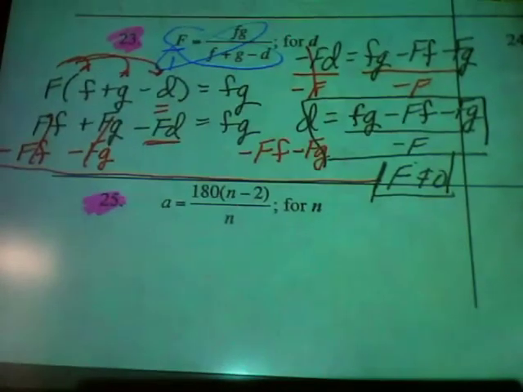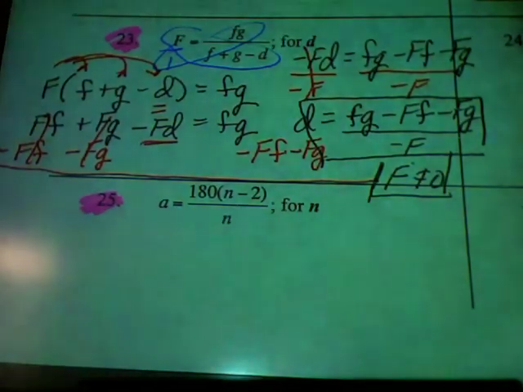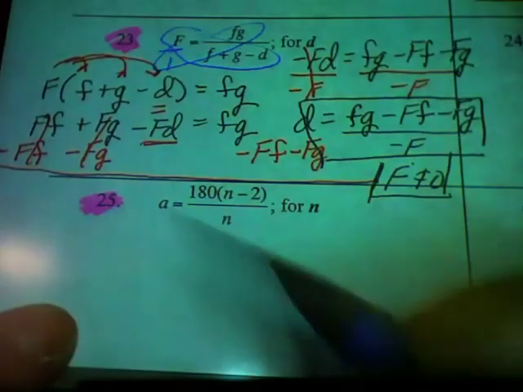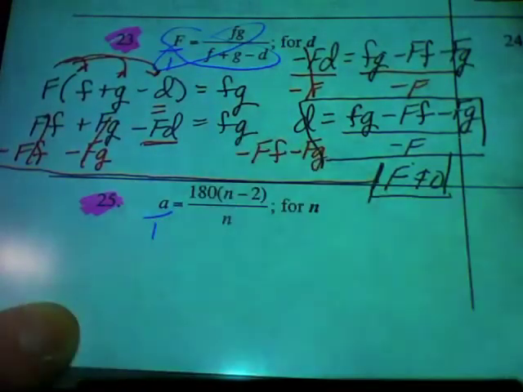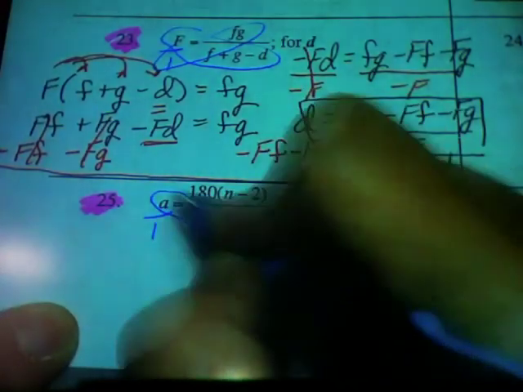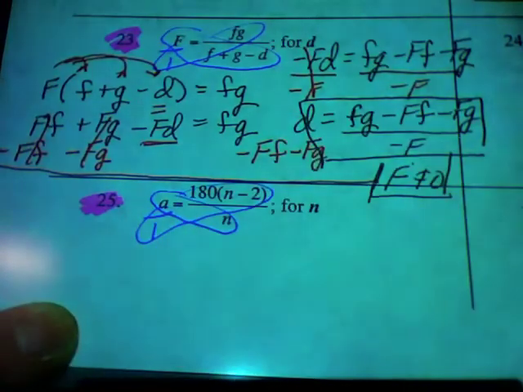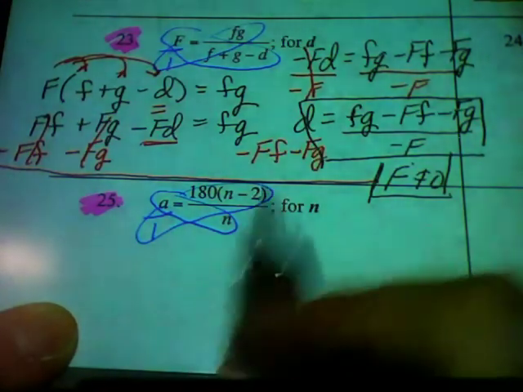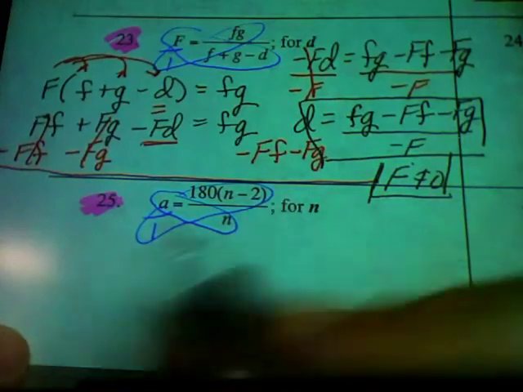What am I solving for? N. N's in a what? A fraction. How have you learned how to deal with a fraction? Left side's not a fraction, right side is. Make it into a proportion. What's over 1? A. The A is over 1. Good. So then we're going to cross multiply, right? Because I'm solving for N, I'm going to end up with an N on both sides, won't I?